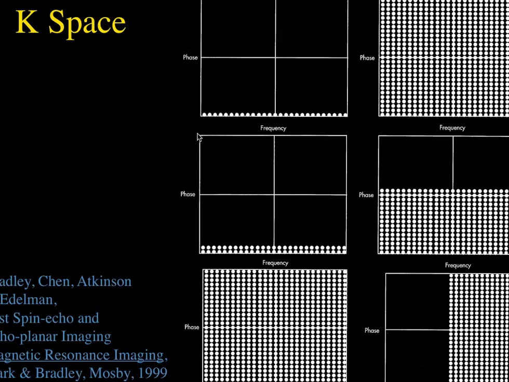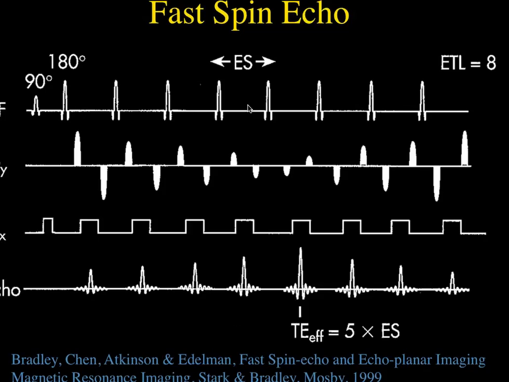So what's happening now, instead of having to fill up one line of K-space every time we do a TR, we can fill up multiple lines of K-space. If we do a 256 by 256 matrix and we have an echo train length of 16, then instead of having 256 TRs to fill up K-space, we could have 256 divided by 16. So it would image 16 times faster. That's how fast spin echo imaging works.